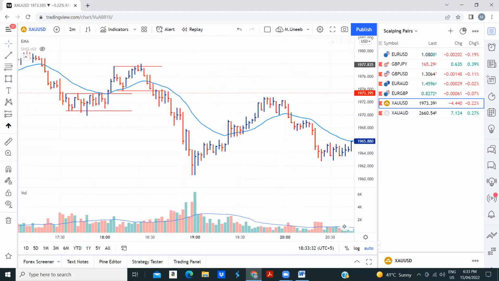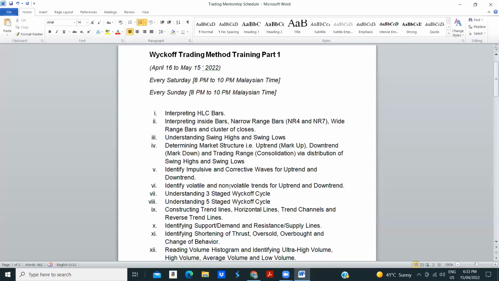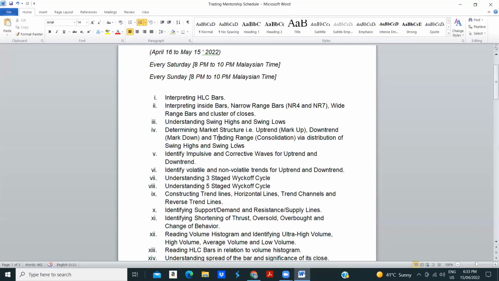So whenever we are drawing, now let's go on. We have to understand how to determine the market structure: uptrend, distribution, swing high, swing low. We have already covered this one as well. Uptrend is also known as markup, and downtrend is also known as markdown. Trading range, as I told you, is also known as consolidation or sideways market.